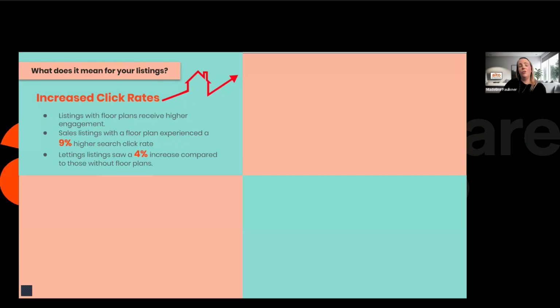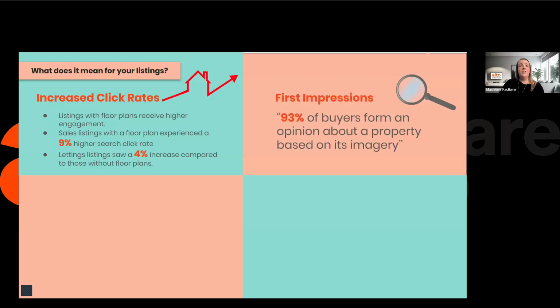You're going to have increased click rates. Listings with floor plans receive higher engagement. Sales listings with a floor plan experienced a 9% higher search click rate, and rental listings saw a 4% increase compared to those without floor plans. First impressions: 93% of buyers form an opinion about a property based on its imagery. It's the first thing that you look at.